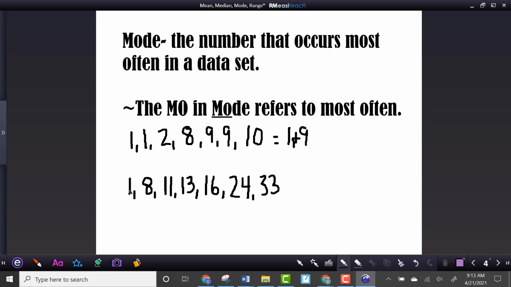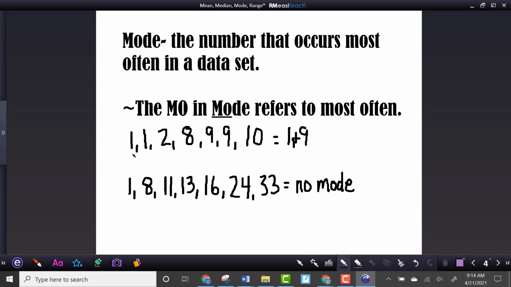Now our next set of data, we have 1, 8, 11, 13, 16, 24, 33. You can see there's not any number that occurs more than any other number. So with this, we would just say no mode, or there's not a mode for this set of data. The reason for that, there's not any number that occurs more than any other number.